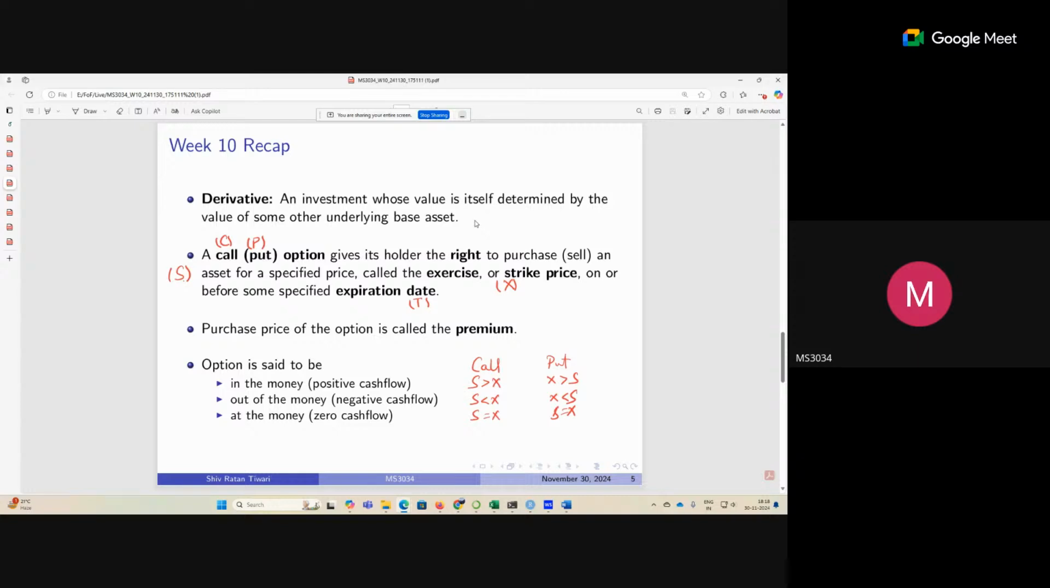Similarly, a put option gives the right to sell that particular asset on or before the expiration date at a pre-specified price. These kinds of products are priced, and the price of these options is called the premium. So for example, for the call option on HDFC Bank, you purchase it for 6 rupees. This 6 rupees is the premium on this call option.